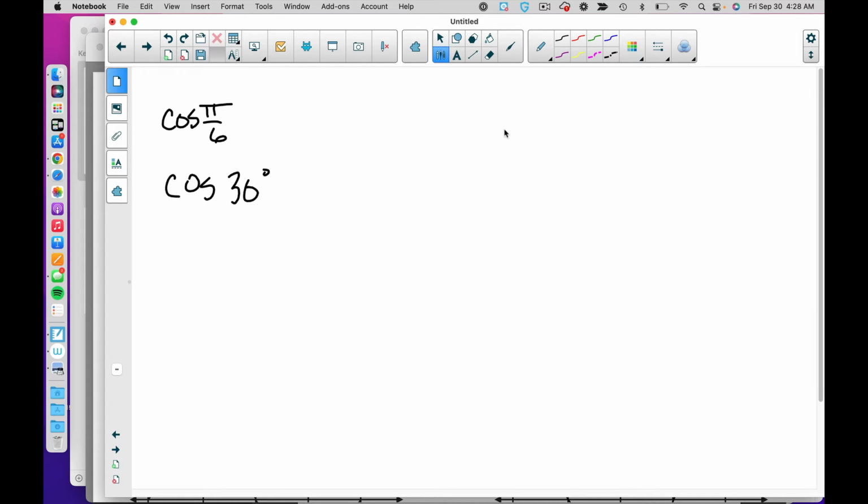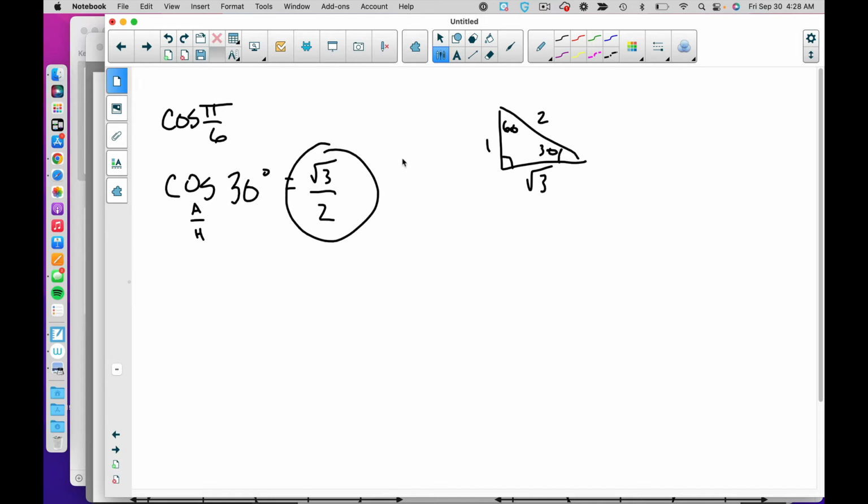A 30 means I'm going to sketch myself my little triangle. 30, 60, 90, 1, 2, root 3. Cosine is adjacent over hypotenuse. So I use my reference angle of 30. I go adjacent over hypotenuse, and there's my ratio, root 3 over 2.